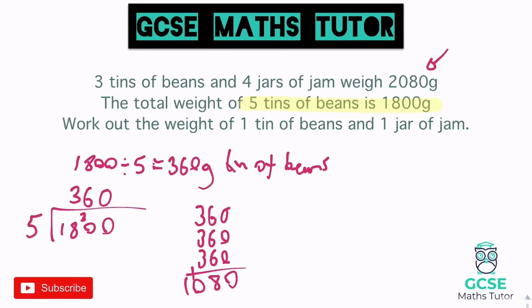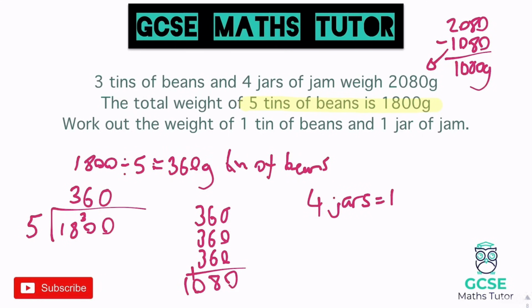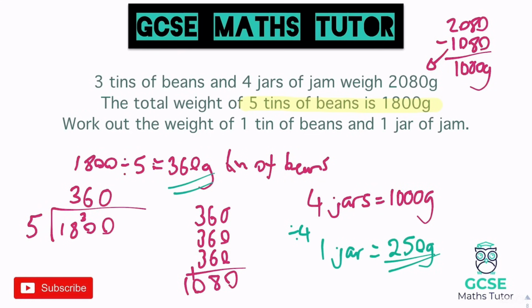So if we subtract that away from the original amount, 2,080 take away 1,080, that leaves us with 1,000 grams. So those 4 jars of jam, 4 jars equals 1,000 grams. We want to know the weight of 1, so we can divide that by 4, and it gives us 1 jar equaling 250 grams. So there we go, 1 jar is 250 and 1 tin of beans was 360.